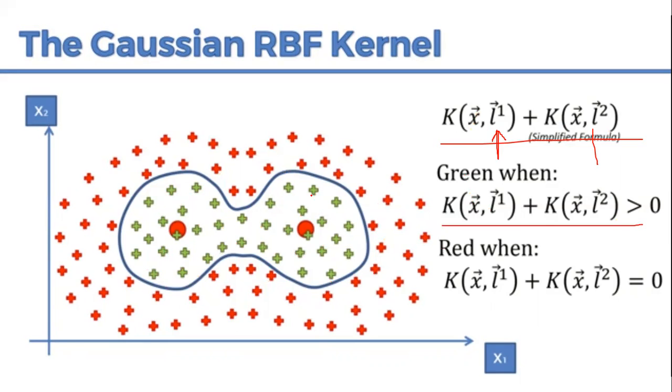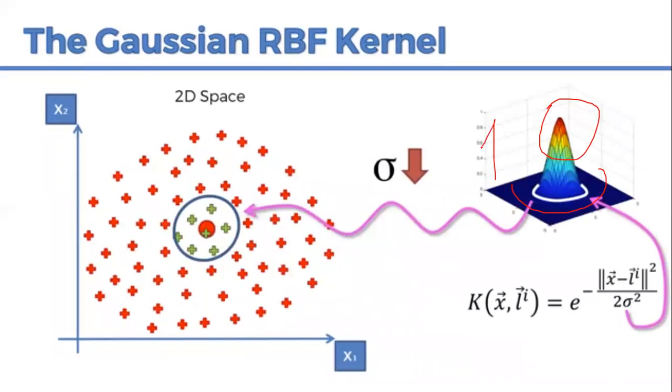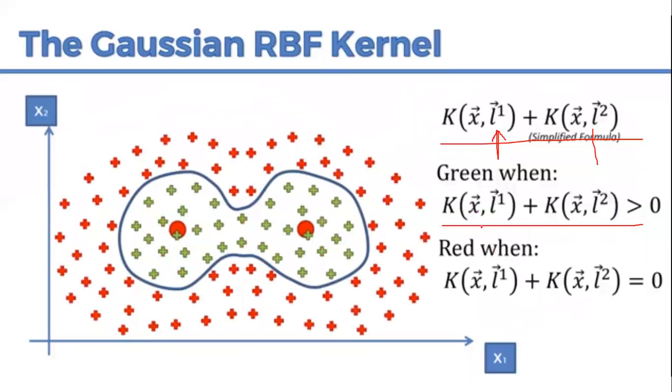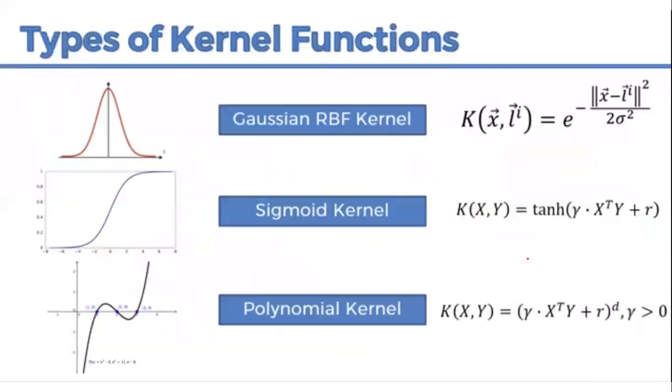So this is the z direction. If the value after this transformation is positive, then it belongs to the green class. If this value is negative, it belongs to the red class. Similarly, if I'm applying two functions, then if this value is greater than zero, it belongs to the green class, and otherwise it belongs to the red class. So it's a very nice trick which allows me to classify non-linearly separable functions also.